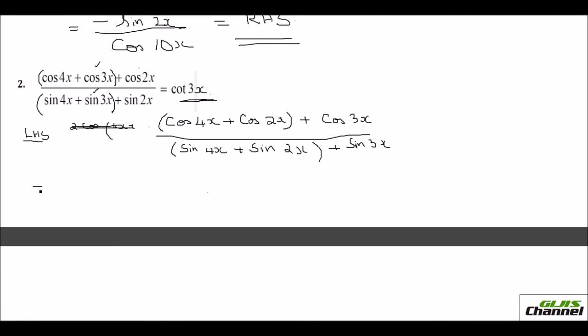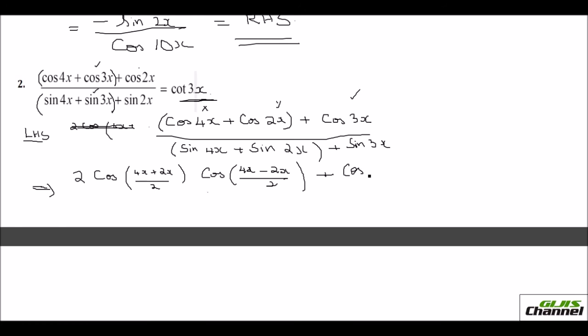Now I'm going to apply the formula here, cos x plus cos y. I take this as x and this as y, okay? So I will be left with 2 times cos((4x plus 2x) over 2), and since it is cos, it is again cos only: cos((4x minus 2x) over 2), and remember you have this cos 3x, okay? Don't forget to write that. Cos 3x will remain here.